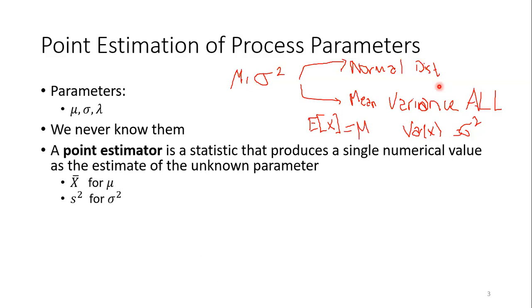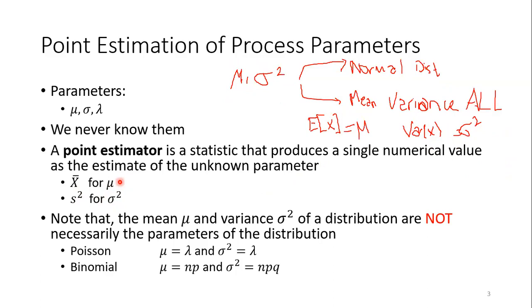So again, normal distribution is so important, so influential, so powerful that we use their parameters as the mean and the variance of every other random variable as well. Okay. So x bar and s square, they are the point estimators of mu and sigma square. Okay.